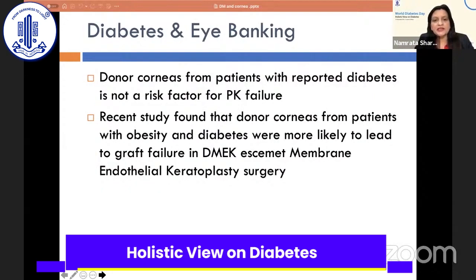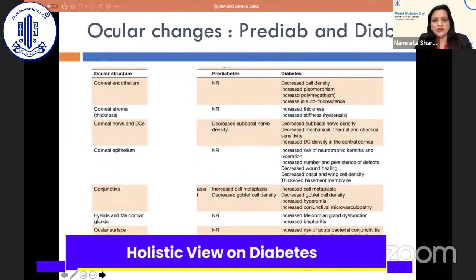As far as eye banking is concerned, the donor corneas from patients with reported diabetes is not a risk factor for PK failure. But recent studies have seen that we don't take donor corneas from diabetics, especially for DMEK surgery, because there you can have more chances that the grafts may not open up because of the tight scrolls. But diabetes per se will not lead to increase in the graft failure.